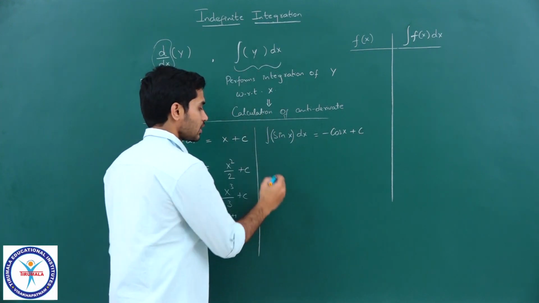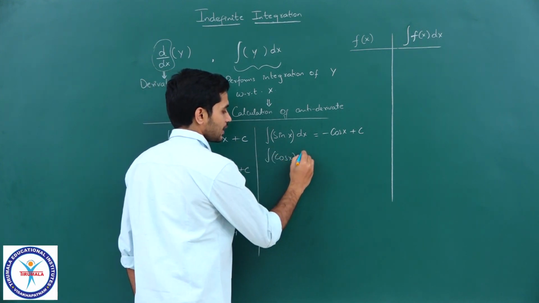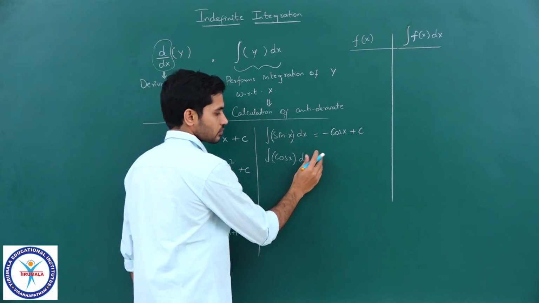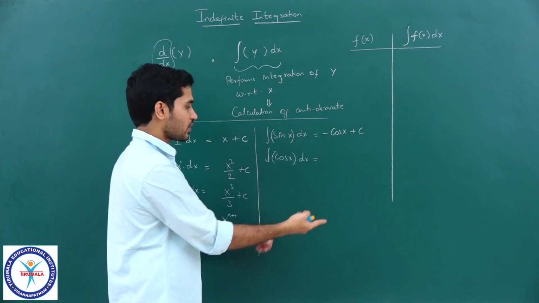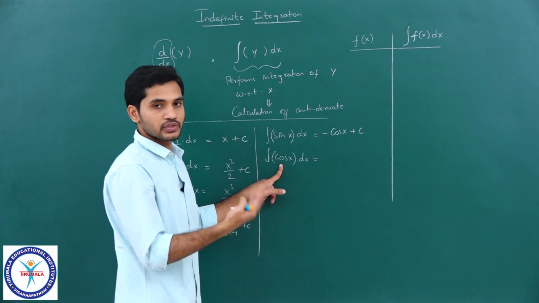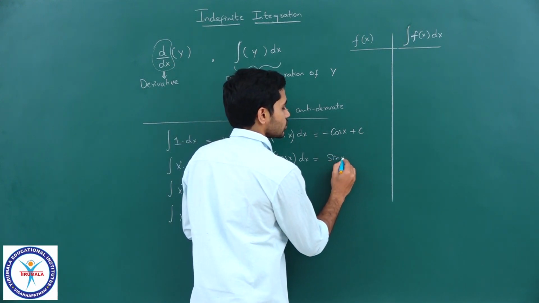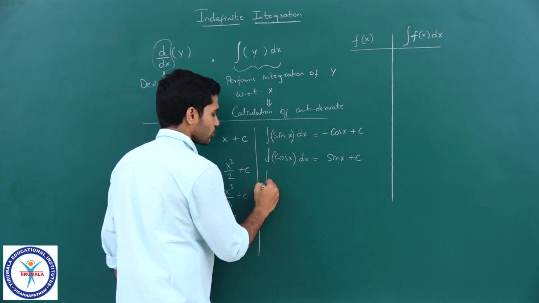Clear? Similarly, integral of cos x dx. So, what would that be? You can directly think of it as what function when differentiated gives cos x? We know this, sin x, right. If I differentiate sin x, I get cos x. So, this would be sin x plus constant, and similarly we can write a few more.